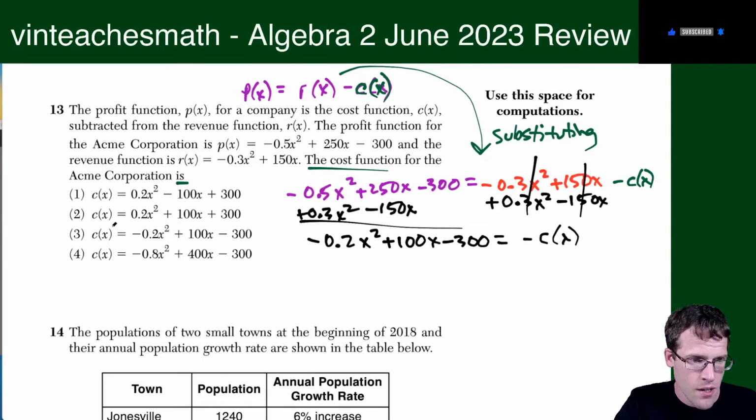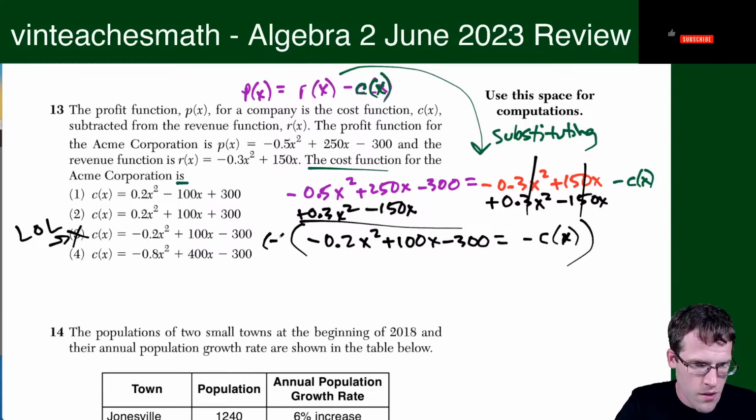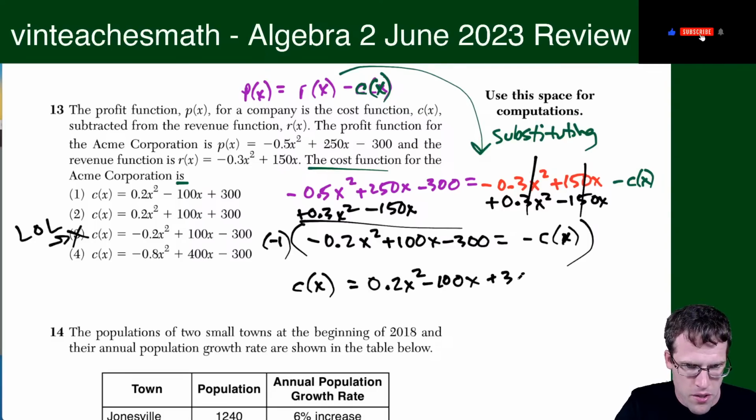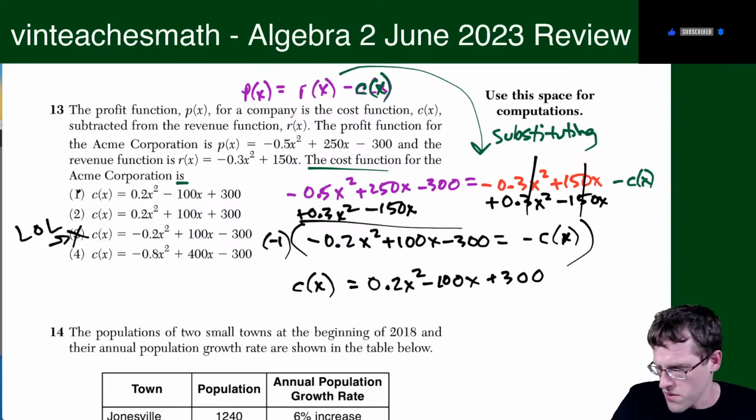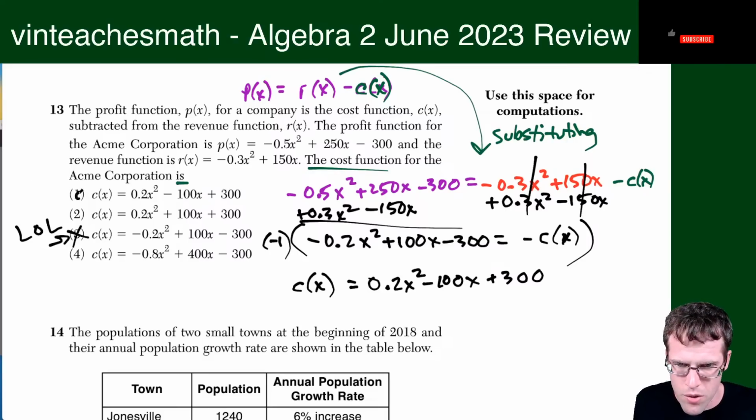So this answer choice here is like LOL. Okay, don't pick this. All right, you have to get rid of that negative. So just multiply everything by negative 1. And then c of x gives you positive c of x equals, everything changes signs, 0.2x squared minus 100x plus 300. Okay, so that is choice 1. Yep, cool.